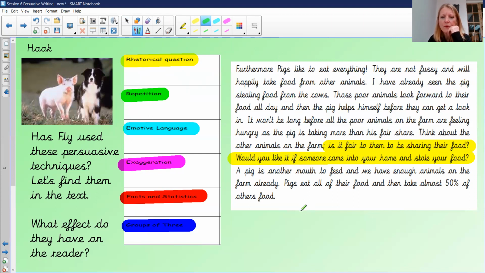Those poor animals look forward to their food all day, and then the pig helps himself before they can get a look in. It won't be long before all the poor animals on the farm are feeling hungry, as the pig is taking, taking again more than his fair share. Think about the other animals on the farm. Is it fair to them to be sharing their food? Would you like it if someone came into your home and stole again? A pig is another mouth to feed, and we have enough animals on the farm already.